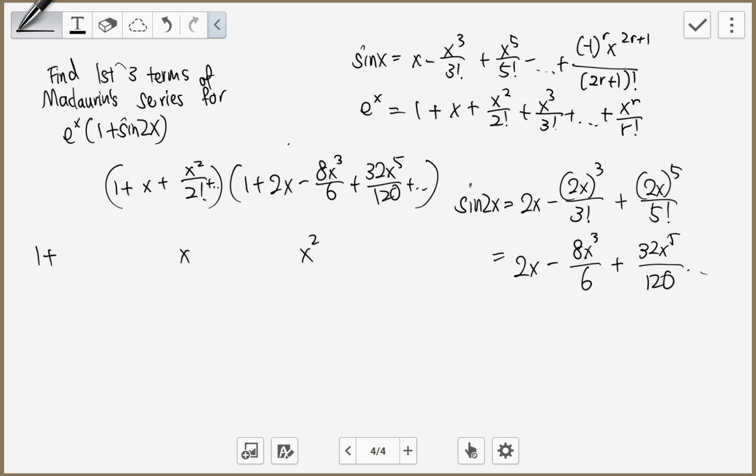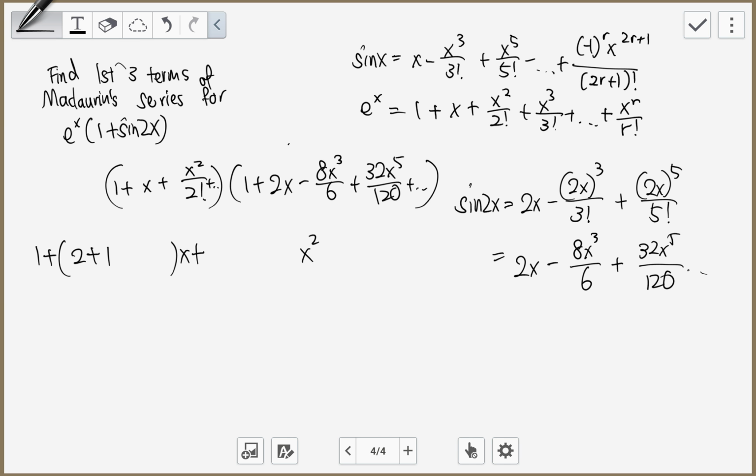So we proceed. To get the x, 1 times 2x will give us an x, so 1 times 2 is 2. I leave it here. Then x times 1 will give me x, so I add a 1 here. Is there any other way to get an x? No way. 1 times 2x or x times 1, that's the only way. So we have 3x.